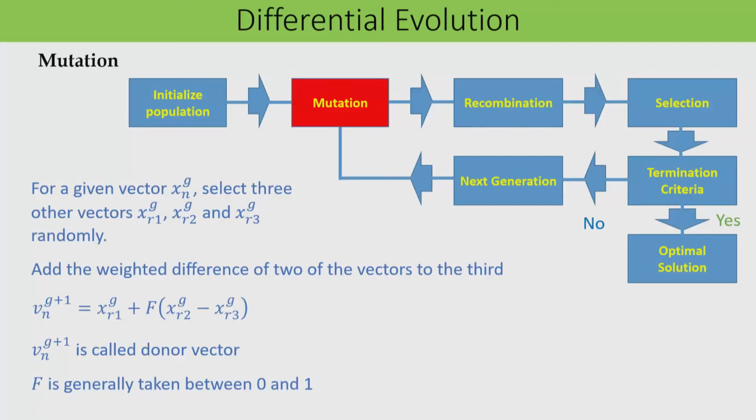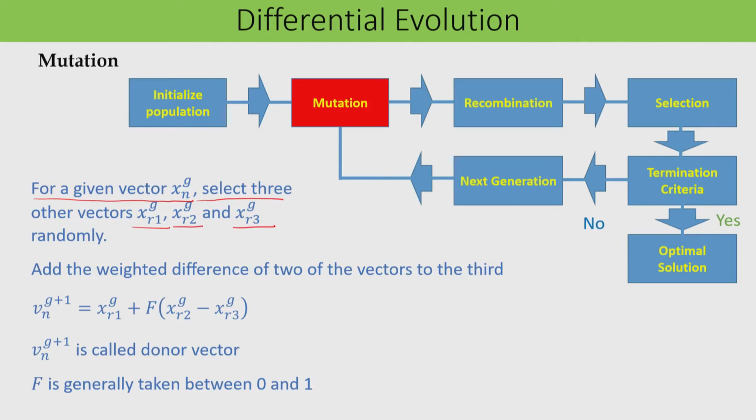As I said, the mutation here is different than what we have used in genetic algorithm. So, let us see how we are doing the mutation here. In this case, for a given vector x_i,G, select 3 other vectors. So, this is x_r1,G, x_r2,G and x_r3,G randomly.